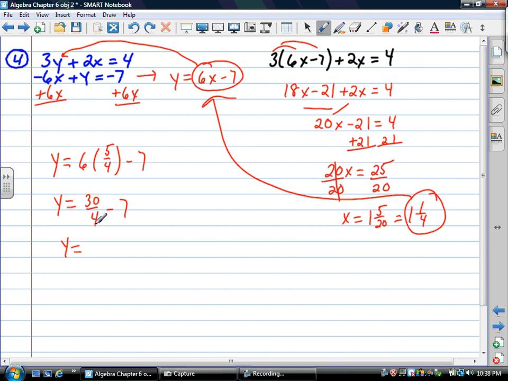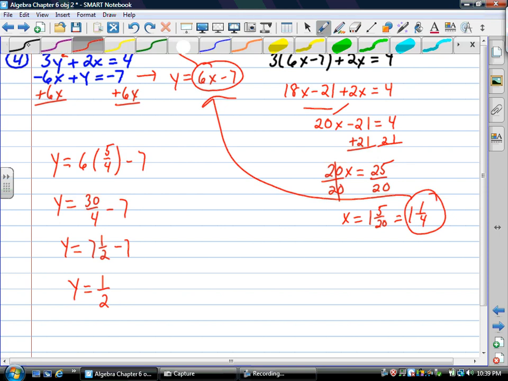Y is equal to 30 over 4 is what? 7 times 4 is 28. So what's that? 7 and 2/4. 7 and 2/4 would simplify to 7.5 minus 7. So y should be equal to 1/2. Now, this is going to be a bear to check, right? It's going to be a pain in the butt. But you guys are algebra students. You can do that stuff.